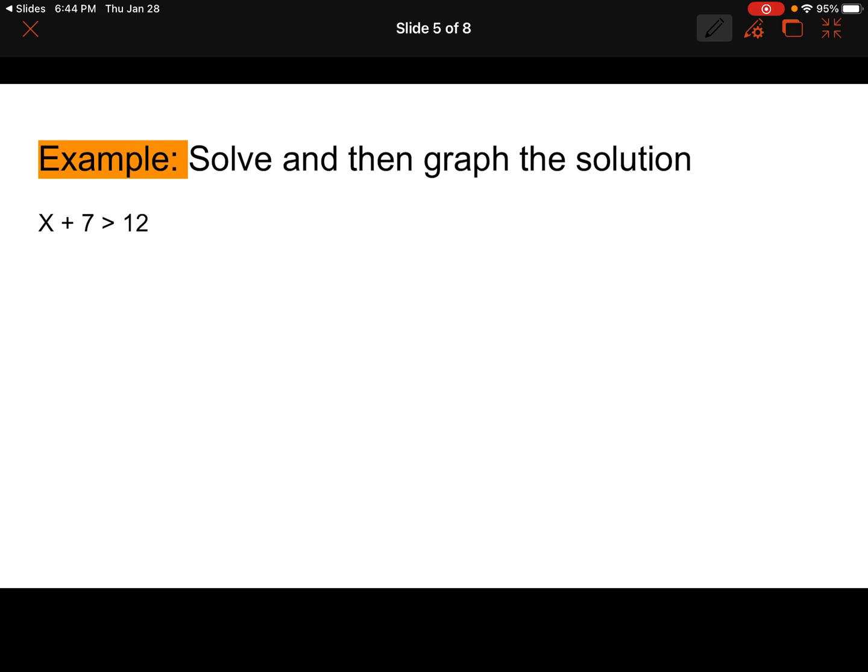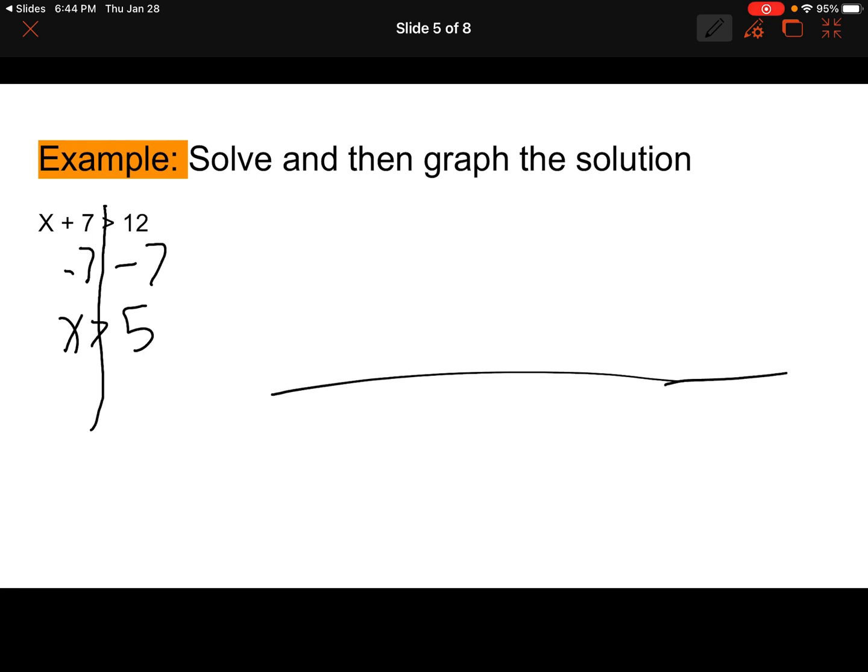Again, we're going to draw a line straight down from our greater than sign, and we're going to try to isolate our variable here. So we can subtract a 7 from both sides. 7 minus 7 is 0, so on the left we have an x. And on the right, 12 minus 7 is 5, so we have x is greater than 5.